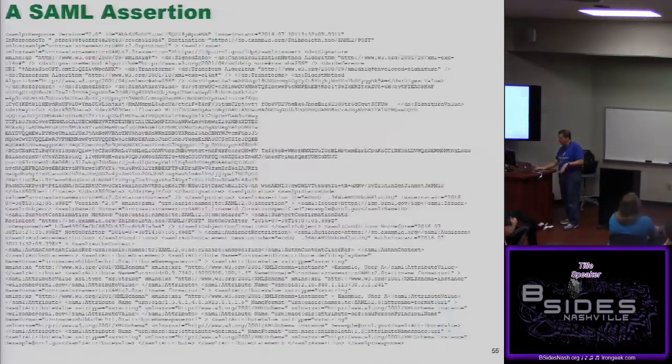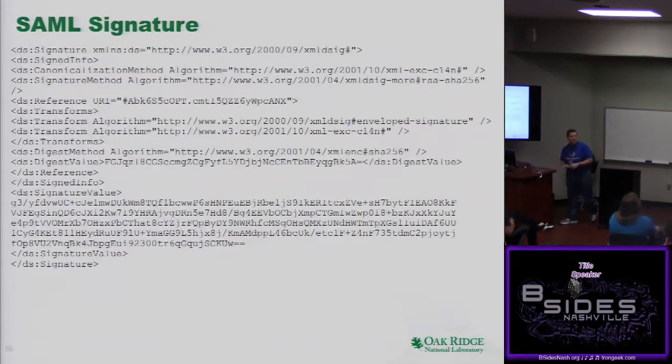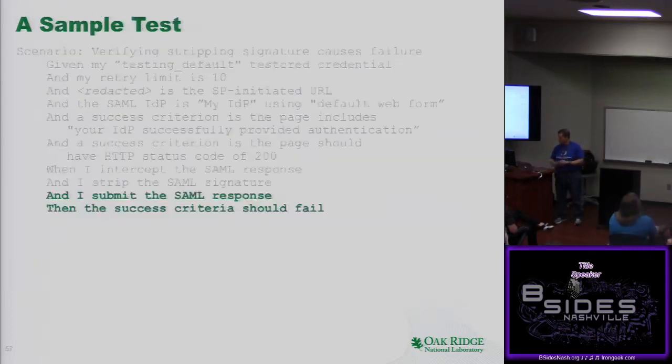And we basically take that SAML response. Here's that whole gibberish. Here's the piece that we care about. This is what the XML looks like for a SAML signature inside of that. And we basically say, you, go away. Strip that out of the XML. Nokogiri makes that really easy to do. And we then submit that SAML response, and the success criteria should fail.